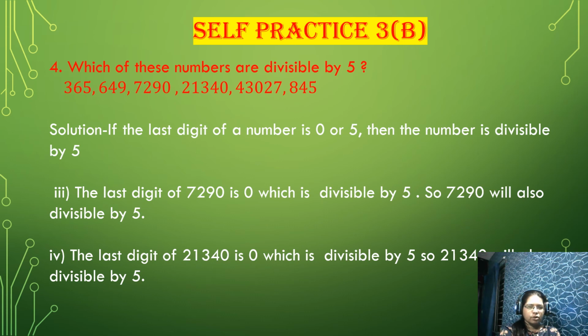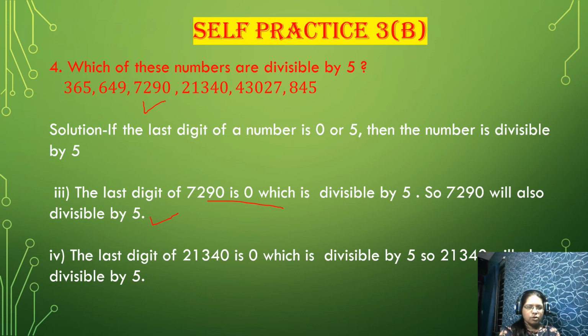Now we will check whether the number 7290 is divisible by 5 or not. In this number 7290, the last digit, that is the unit digit, is 0. We know a number is divisible by 5 if its last digit is 0 or 5. In this number 7290, the last digit is 0. So this number will be divisible by 5.